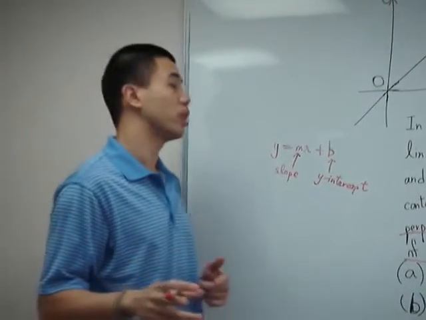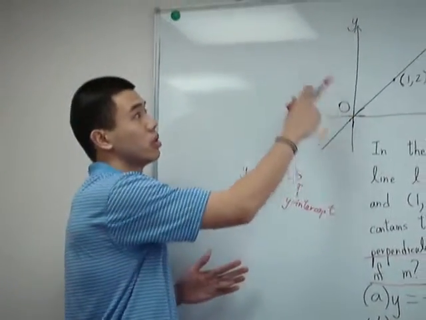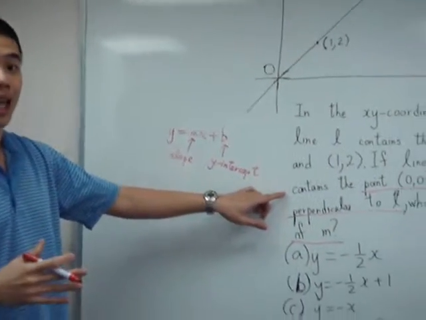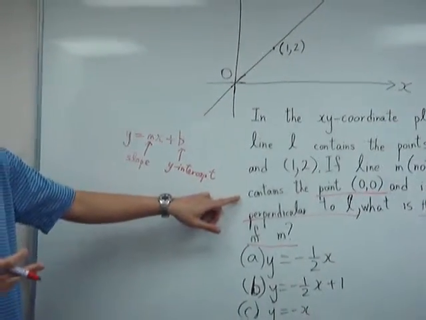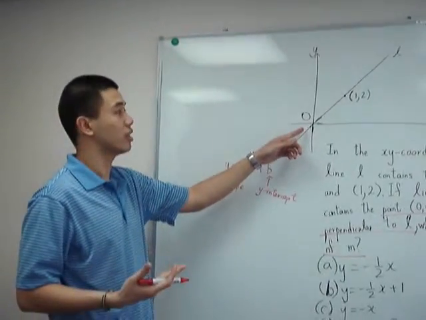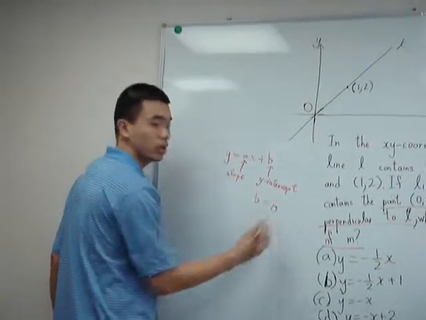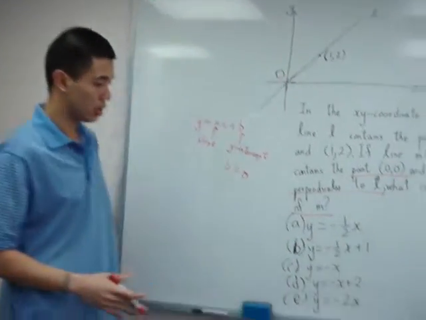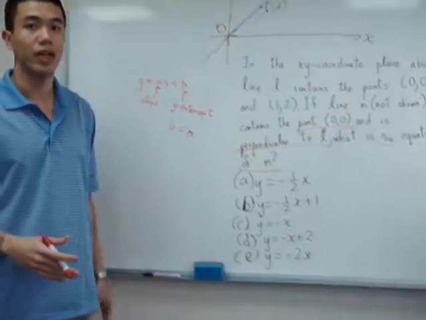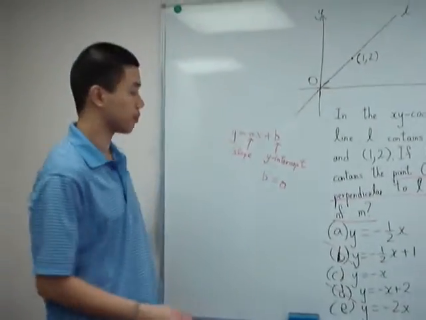Now, as you remember, y-intercept is the point on the line that actually goes through the y-axis. In this case, if we're looking for line M's equation, line M contains the point (0, 0), which is at the origin. Now, this is essentially the y-intercept, which means the y-intercept for line M will have b equals 0. Now let's look back at all the choices. Notice that choice B and choice D have 1 and 2 respectively for b, which is not correct. So we can immediately eliminate 2 answers.